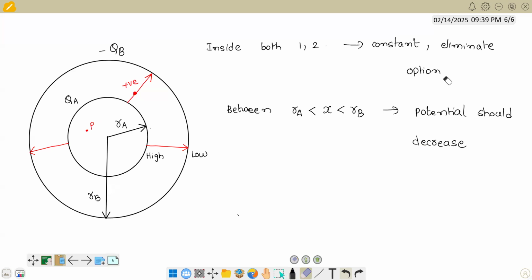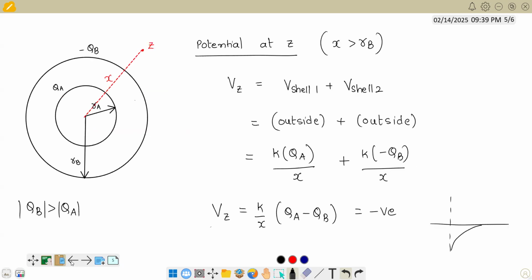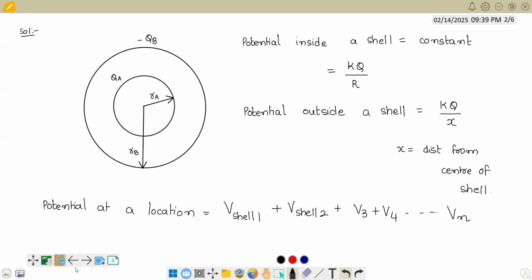So we have eliminated options A and B. Potential should decrease. So that means the correct answer would be option C. This is how we mark the answer as option C.